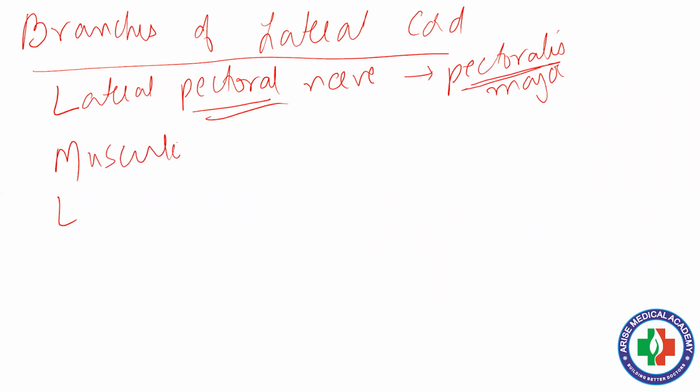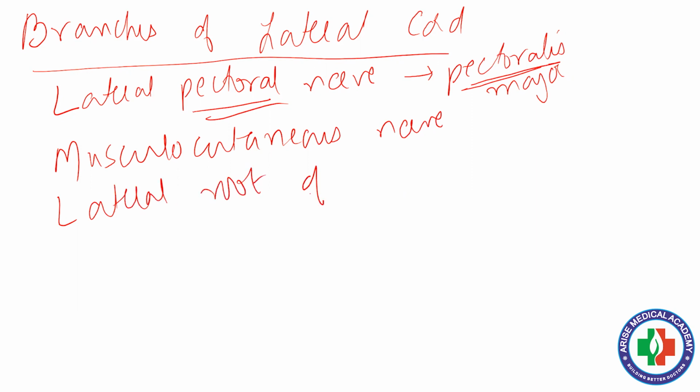Musculocutaneous nerve, we learned that this was the main branch. We'll learn in detail. And we'll also have a lateral root of median nerve. The lateral root of median nerve goes and joins with the medial root of median nerve, right? That we'll study with median nerve separately. So we have only one nerve to do, that is the musculocutaneous nerve.